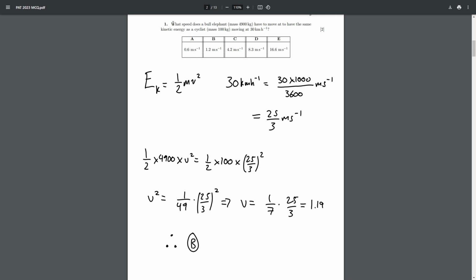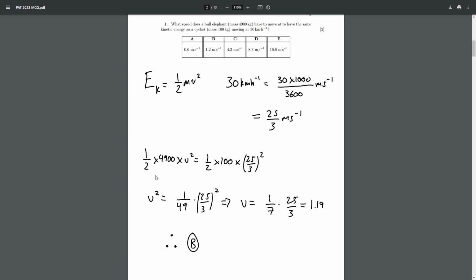Question 1. What speed does a bull elephant mass 4,900 kilograms have to move at to have the same kinetic energy as a cyclist mass 100 kilograms moving at 30 kilometers per hour? Firstly, if we look at the answers, we'll see they're all in meters per second. So we'll convert our 30 kilometers per hour to meters per second. We can do this by multiplying it by 1,000 to convert kilometers to meters and dividing by 3,600 to convert to per second. If we cancel some zeros and simplify a bit, we'll get that 30 kilometers per hour is 25 over 3 meters per second.